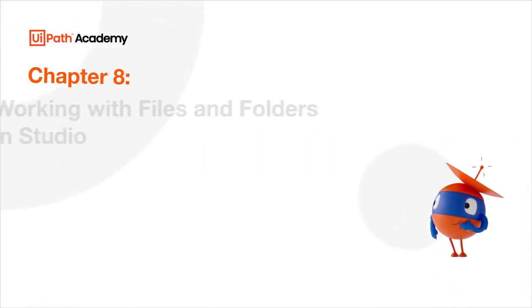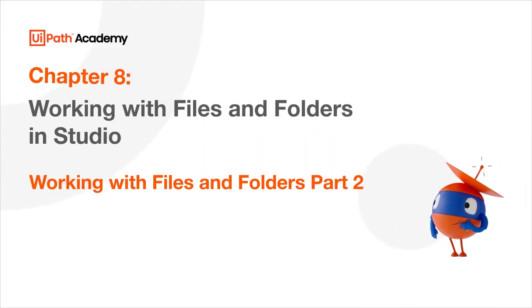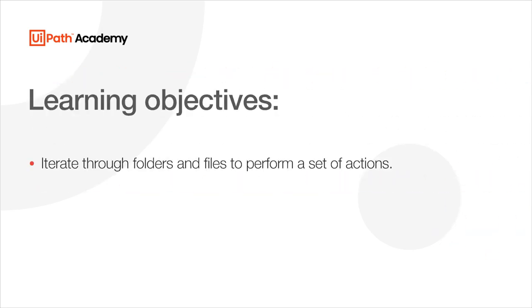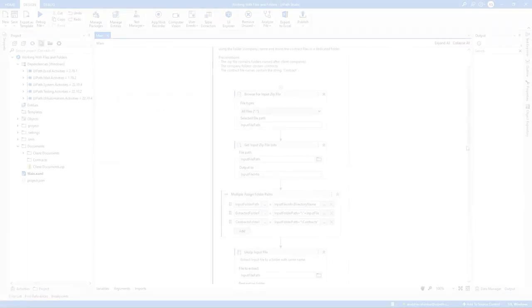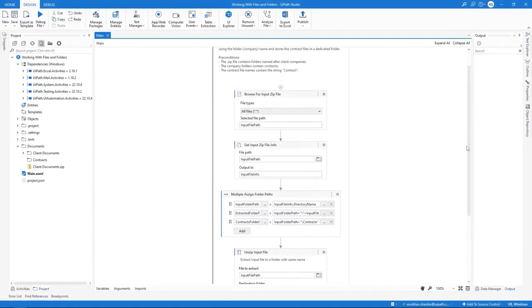Hello and welcome back. In this second part of the demonstration on file and folder automation, we'll complete the task of automating the use case presented in the first part. As such, you'll get to iterate through folders and see how you can rename, move, and delete them. But first things first, let's remember in what business situation we are.